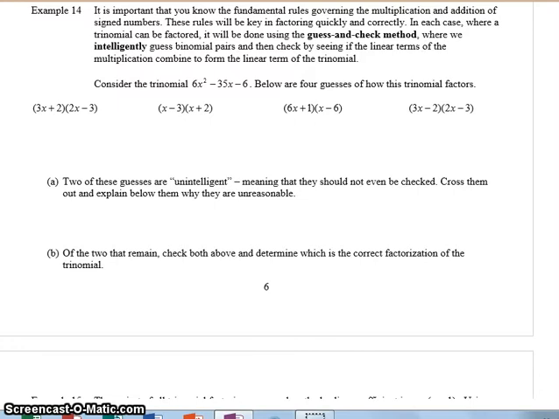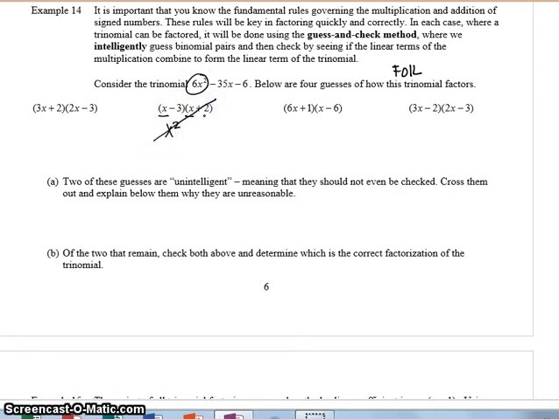When I look at these, the first one that is very unreasonable is this: if you think of FOIL, you know that the first terms have to multiply to 6x squared. If I look at these first terms, x times x gives me an x squared. That automatically doesn't match the 6x squared, so that's an unintelligent choice.